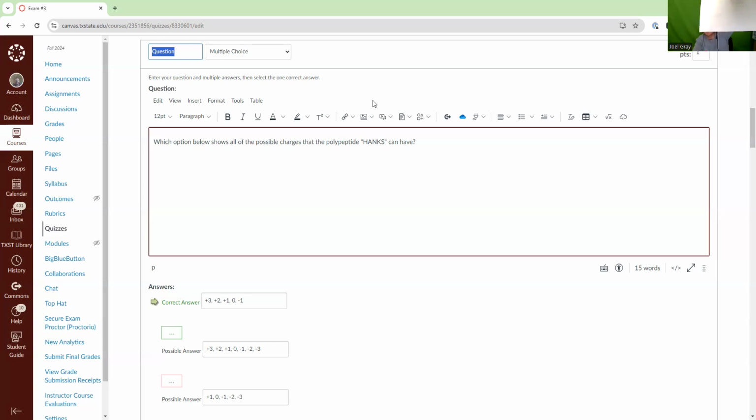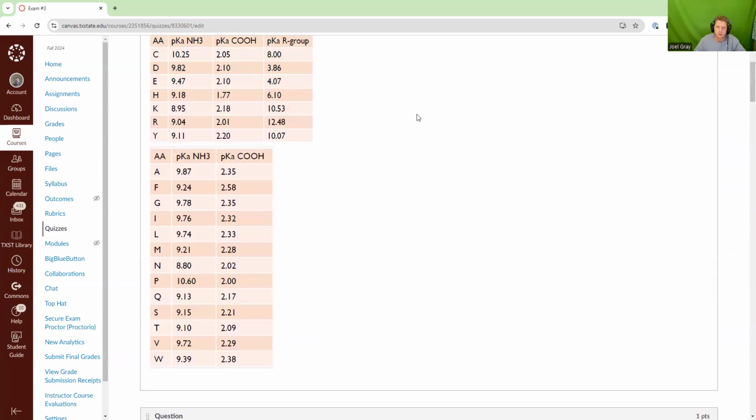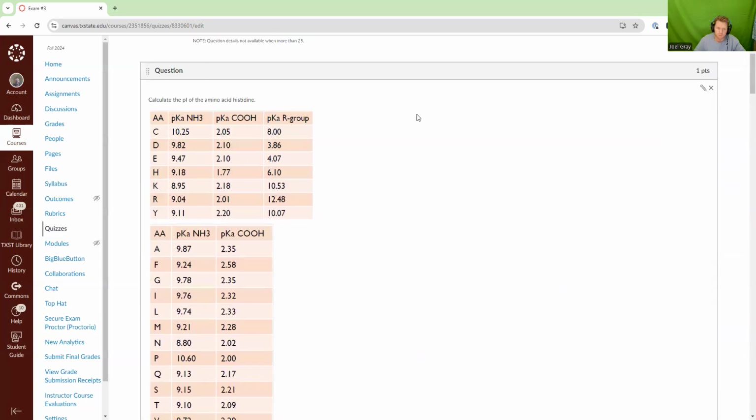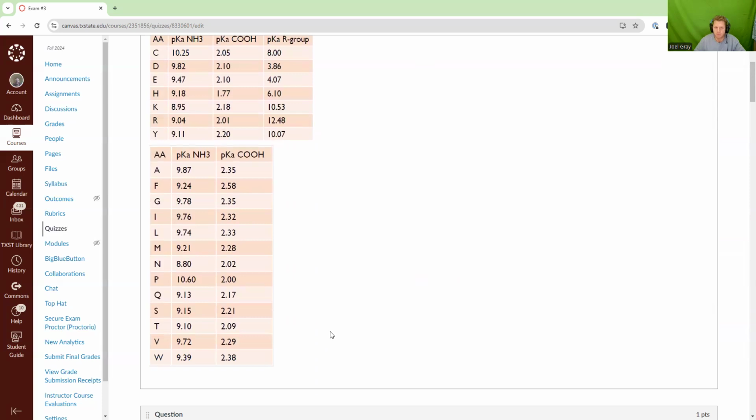Last but not least is serine. Serine is a polar uncharged amino acid. It's not going to adopt a negative charge. Even though it's a hydroxyl group, that hydroxyl group is unlikely to be deprotonated. And so that has two pKs.